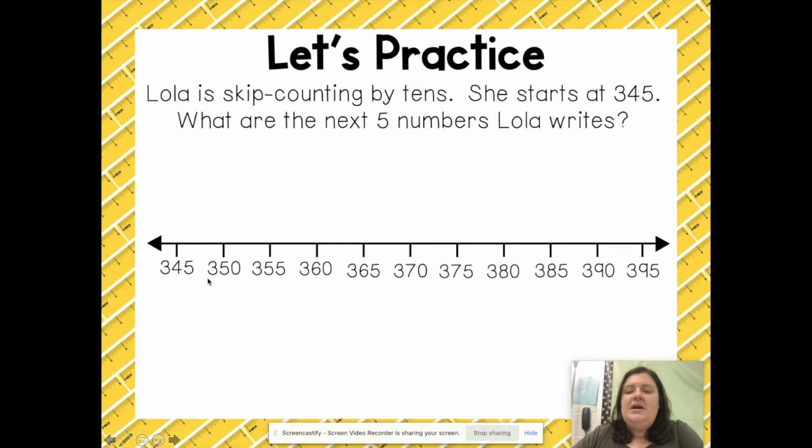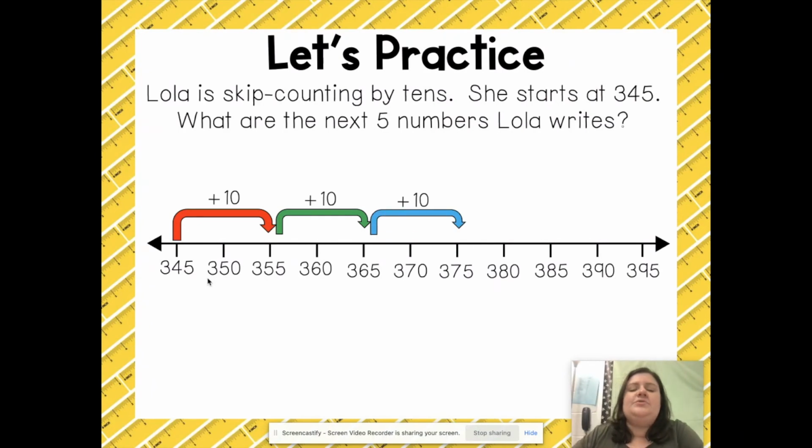So starting at 345, let's add 10. Lola will write down the number 355. Let's add 10 more. Lola will land at 365. Let's add 10 more. The next number Lola is going to write is 375. Add 10 more. The next number that Lola writes is going to be 385. Let's add 10 more to find out the final number that Lola will write, and that is going to be 395.